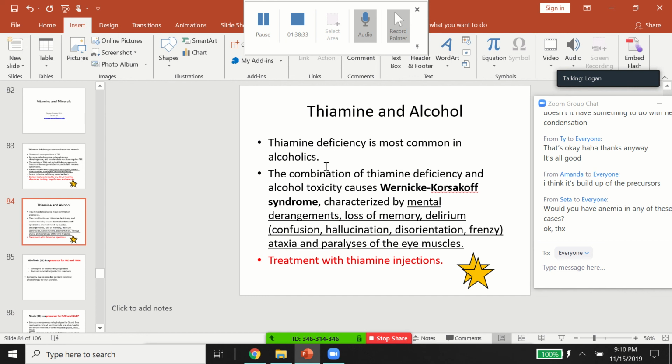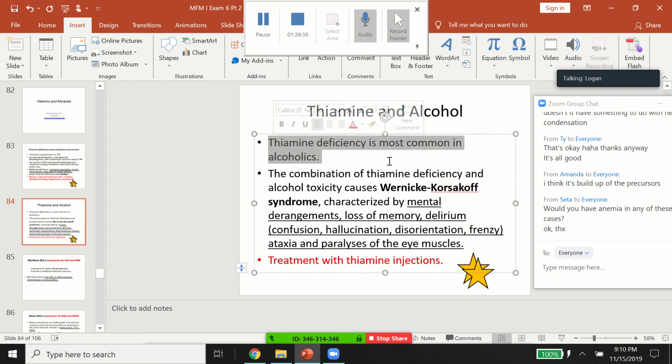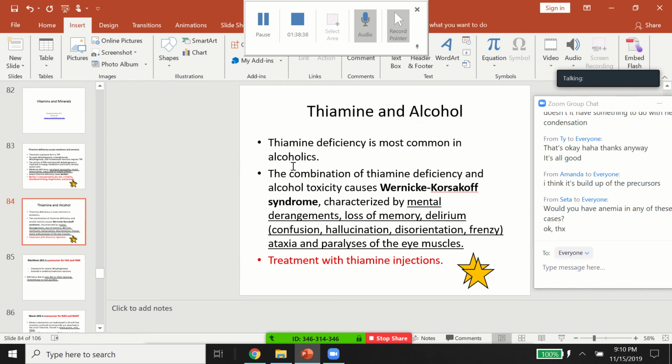All right, thiamine and alcohol, like I just said, thiamine deficiency is most common in alcoholics. Okay, now a combination of thiamine deficiency and alcohol toxicity causes Wernicke-Korsakoff syndrome. So what is Wernicke-Korsakoff syndrome? Well, you have mental derangements, loss of memory, delirium, okay, which includes all these separate little symptoms here, ataxia, and paralysis of eye muscles. Typically, you want to just honestly think about the way they always tell us, which is to think about what a typical drunk person seems like, right?